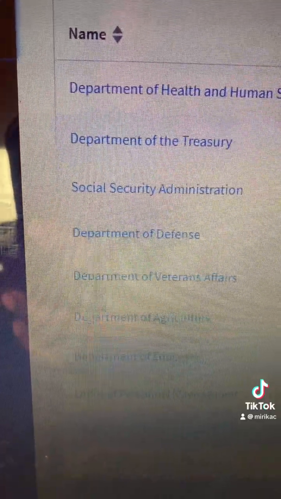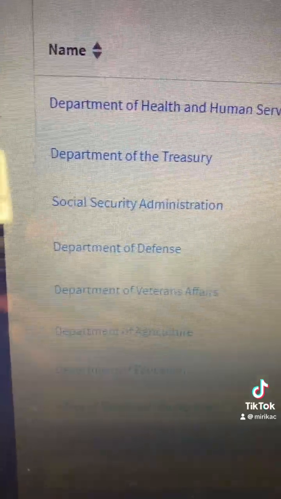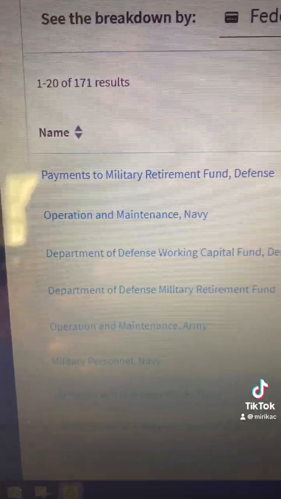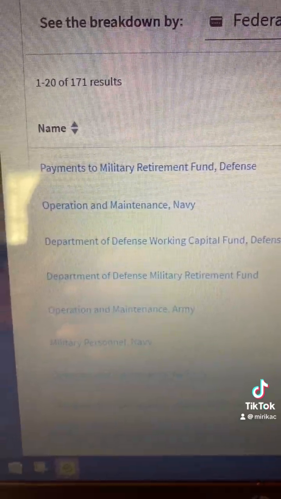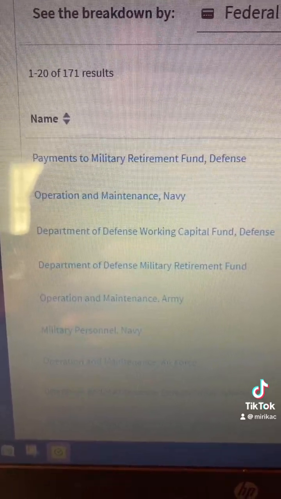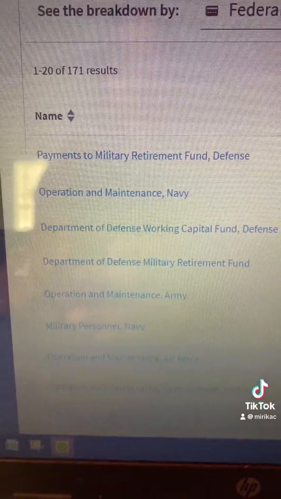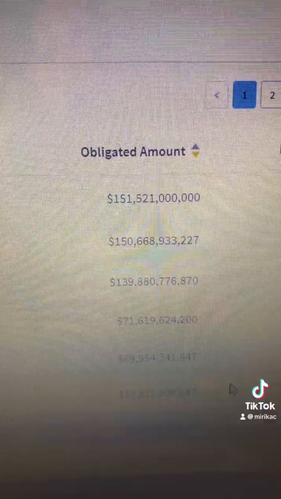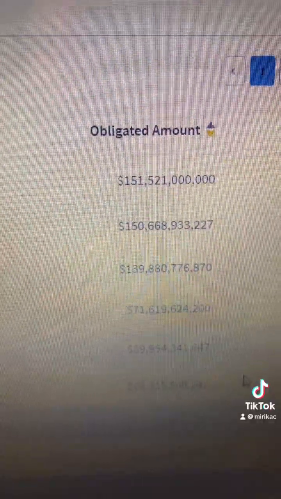You can also see the Department of Defense, which is how it gets some of the most money. You can see in here payments to military retirement fund, operation and maintenance, Department of Defense working capital fund, Department of Defense military retirement fund. This is the obligated amount that Congress and the president approved. So whenever you say, all of our money is going somewhere, it's only the obligated amount. And when that money is gone, that money's gone.